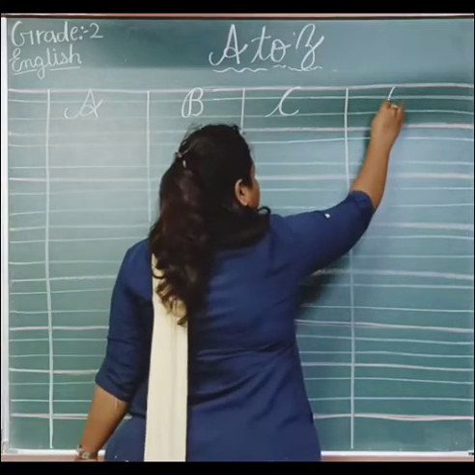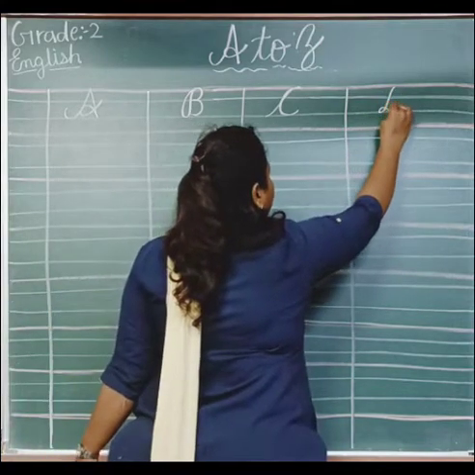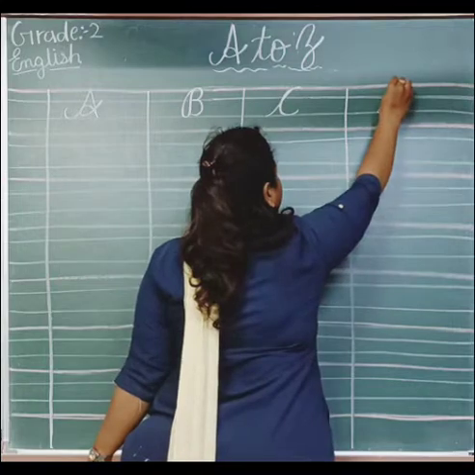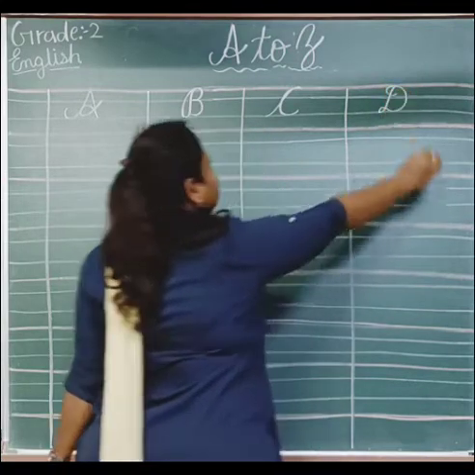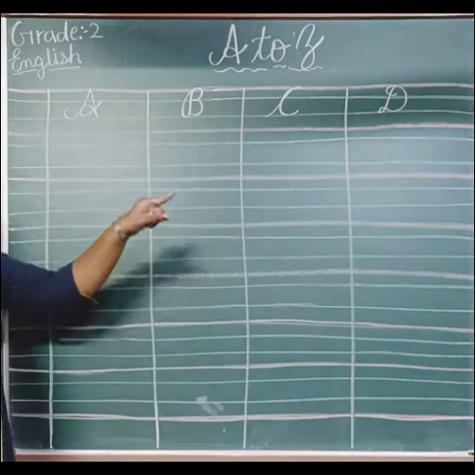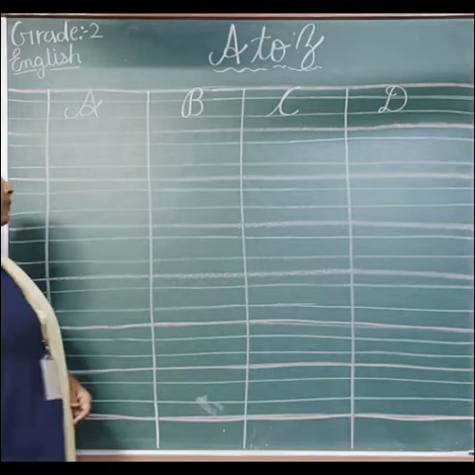Make a slanting line, make a small curve and go back up to the red line. Make a curve like this and leave it. That is called capital D.